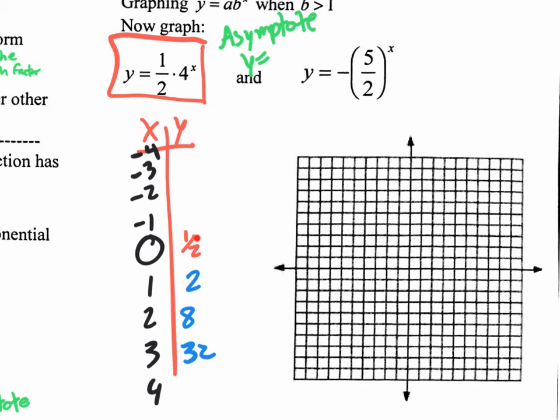So if this way was multiplying by the growth factor 4, backwards would be multiplying by the reciprocal of 4, which is 1/4. 32 times 1/4 is 8. 8 times 1/4 is 2. 2 times 1/4 is 1/2. 1/2 times 1/4 is 1/8. 1/8 times 1/4 is 1/32. Now at this point, it's not really important to be that accurate because you know it's approaching 0. 1/32 is hardly anything.